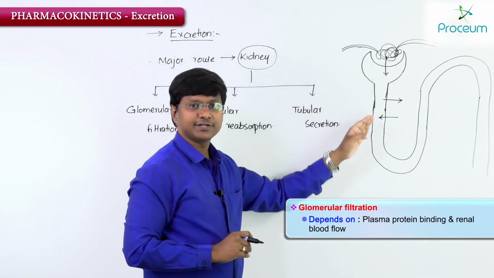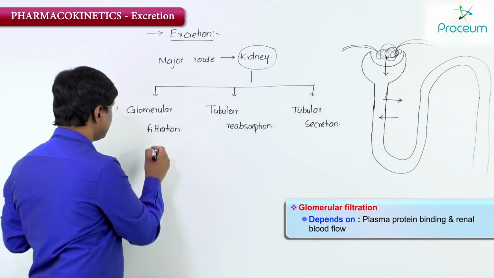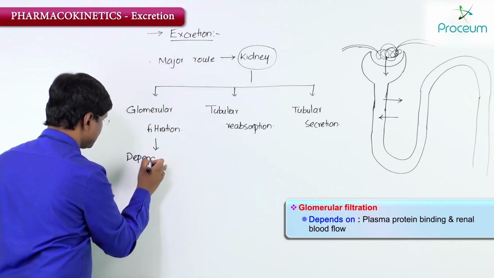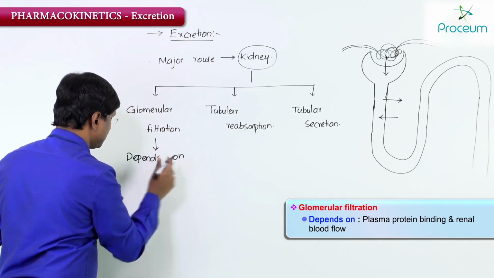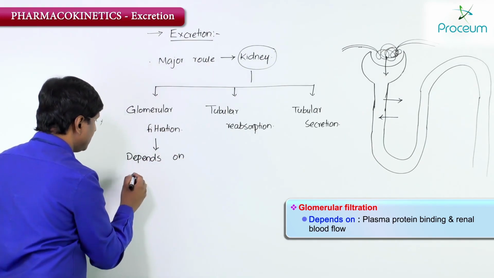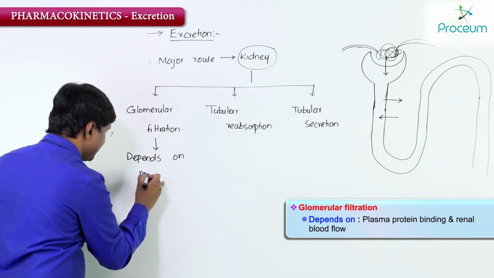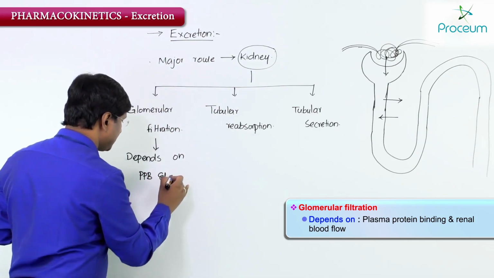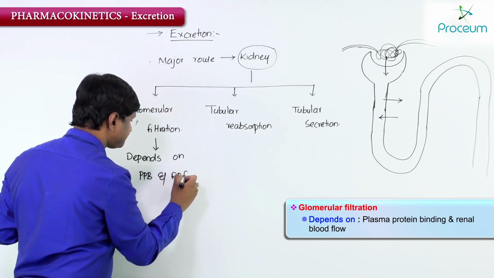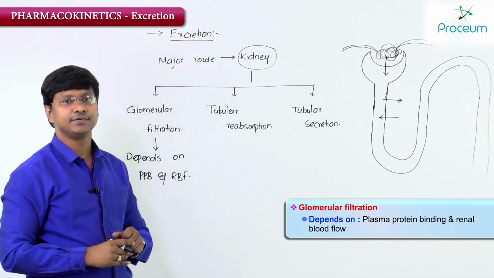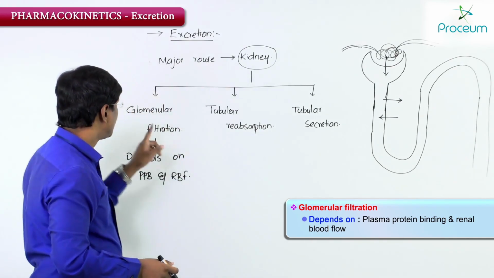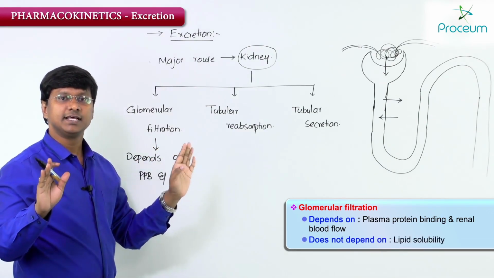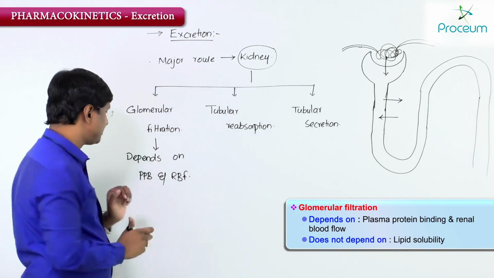The glomerular filtration of the drug depends on the plasma protein binding and as well as the renal blood flow. Remember, glomerular filtration does not depend on the lipid solubility. This is a very important point.